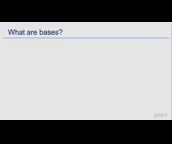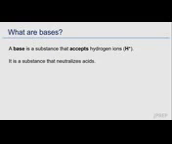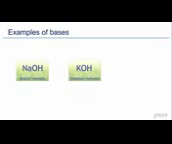Let's now shift our attention to the second part of this lesson, which considers bases. A base is simply a substance that accepts hydrogen ions. It does not give off the hydrogen ions but rather accepts them. It is a substance that can easily neutralize the effects of an acid. Examples of bases include sodium hydroxide, which is a combination of sodium, oxygen, and hydrogen atoms. We have potassium hydroxide, which is a combination of potassium, oxygen, and hydrogen atoms.